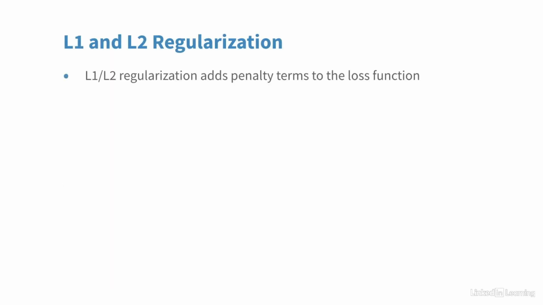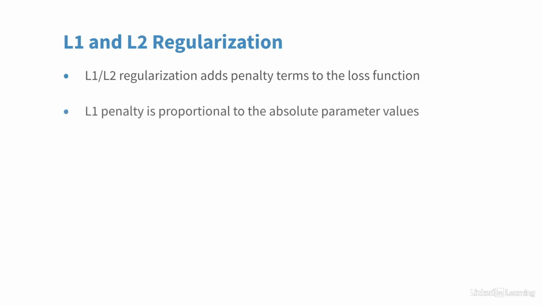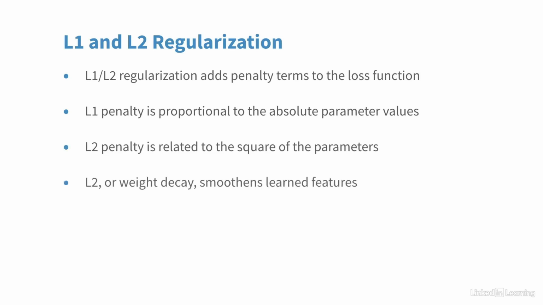L1 and L2 regularization actually add a penalty term to the loss function that's based on the magnitude of the model's parameters. So L1 regularization adds a penalty that is proportional to the absolute value of the parameters. In contrast, L2 adds a penalty that's proportional to the square of the parameters. L2 regularization is also known as weight decay, and this is commonly used for CNNs, and it leads to smoother learned features and better generalization.